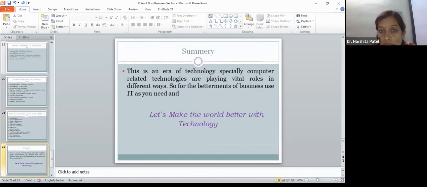So here I can summarize it like this: this is the technological era. We are talking all the way computers. Whether you're talking about AI, gadgets, healthcare services, or simply your business, IT is playing an important role in our daily life. So you can use IT when and where applicable for your purpose.